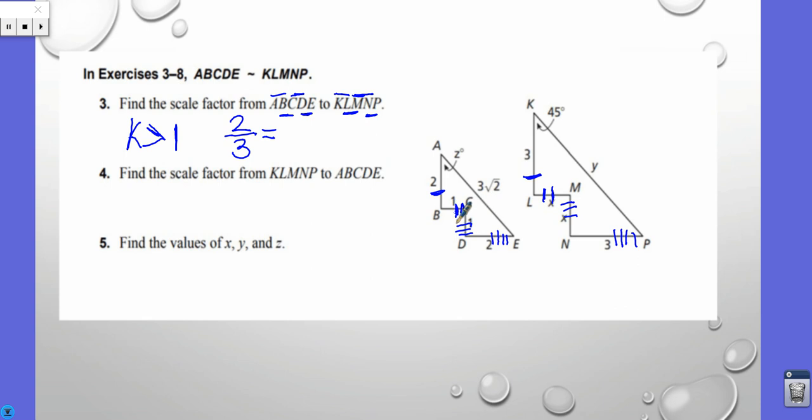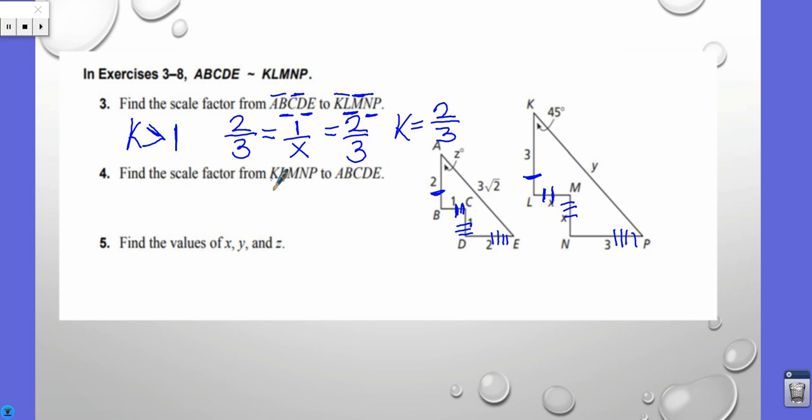BC should match KM. BC should match LM. So we get 1 over X equals, and then DE should match NP, which is 2 over 3. And if we keep going, we'll keep getting the ratios. So right here, we already know when we do the ratio, it's nothing but the scale factor. So it's safe to say here that K is equal to 2 over 3. It's nothing but the scale factor. And here we would eventually solve for X.